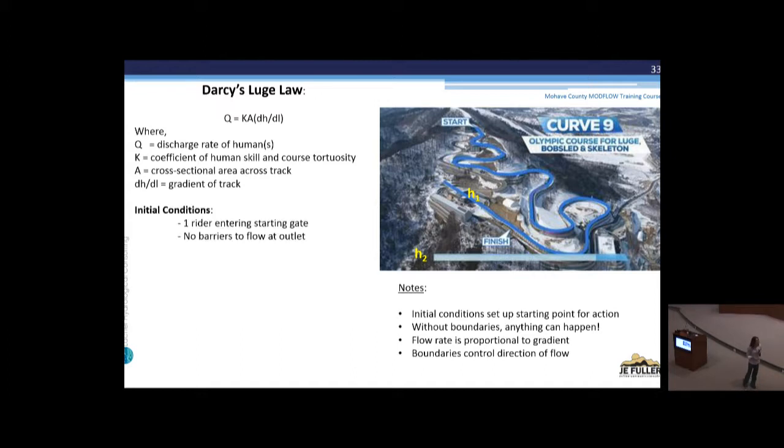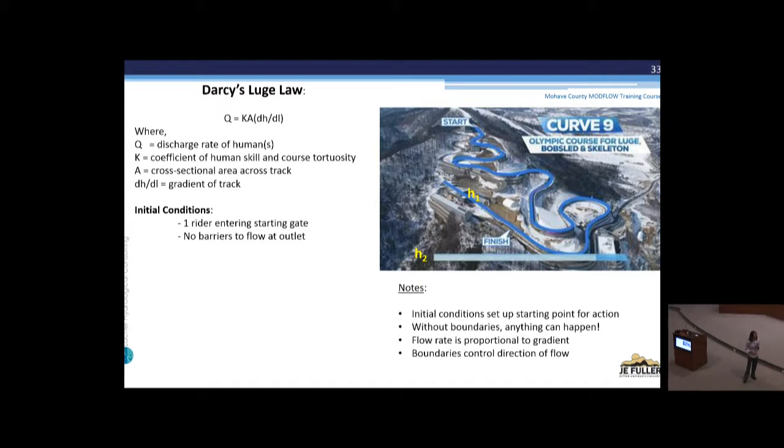The initial condition is one rider is going to enter the starting gate, and there are no barriers to flow at the outlet. Okay, so we've got a prescribed inflow, and basically a drain at the other end. But this is saying this guy can go in and there's nothing that's going to stop him along the way. There's no impediment. There's really no conductivity in this case. It's just basically an open drain, which is something you can model in MODFLOW.